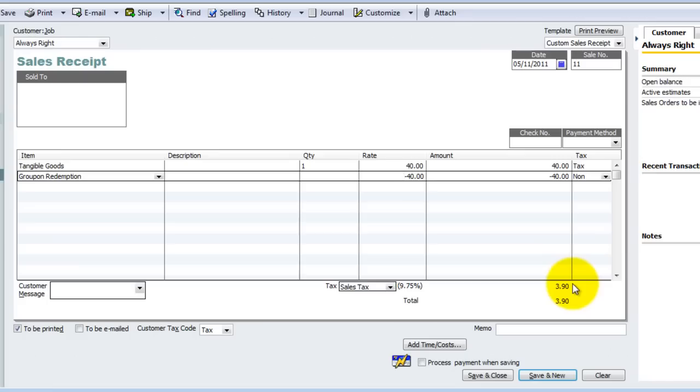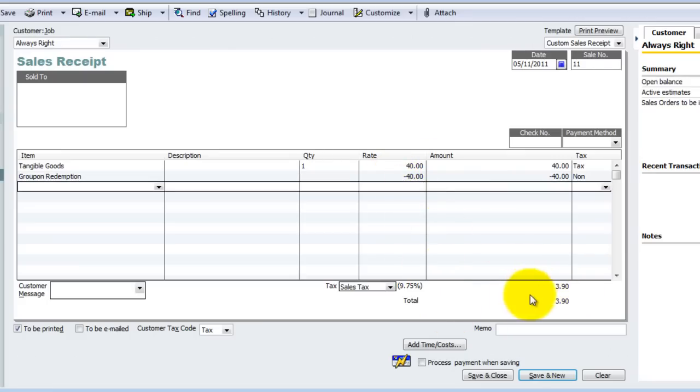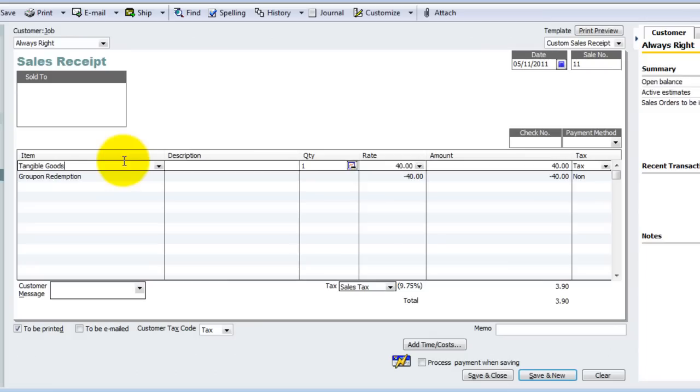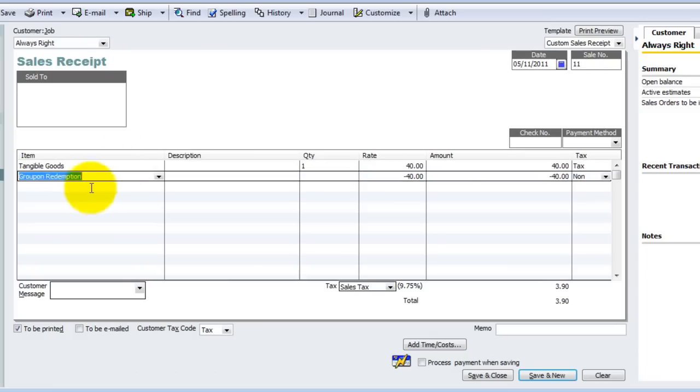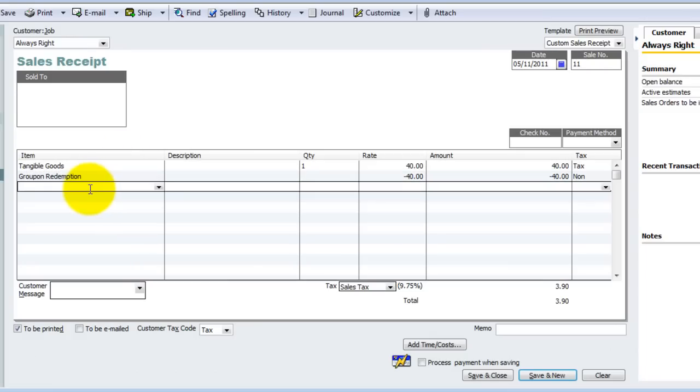And if they say, what do you mean? I have a $40 coupon. You say, that's right, we gave you the $40 off, but there's still sales taxes. This is a taxable item. And hopefully they understand that and don't give us too hard of a time about having to pay $3.90 on a $40 item. And that, my friends, is how I would record the Groupon sales.